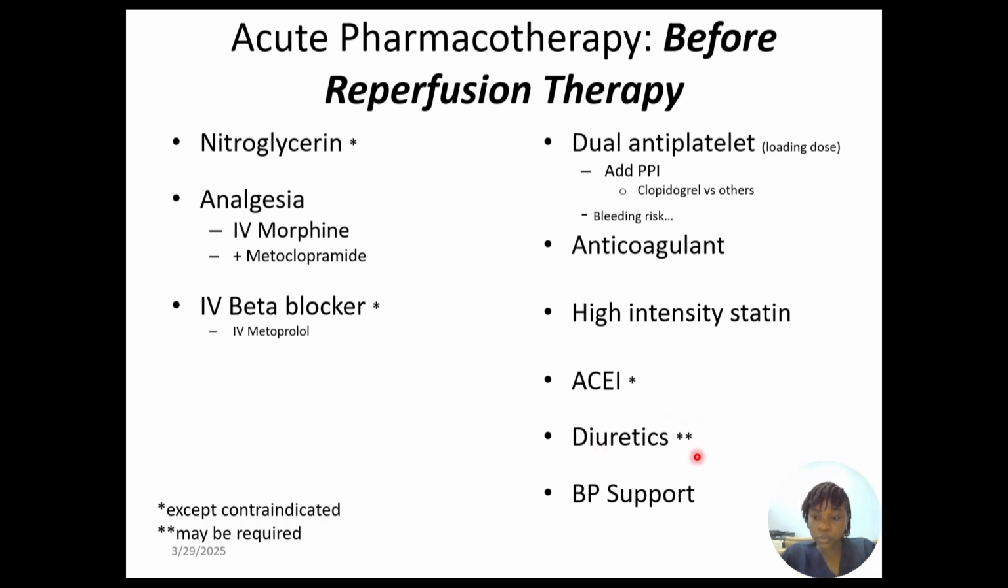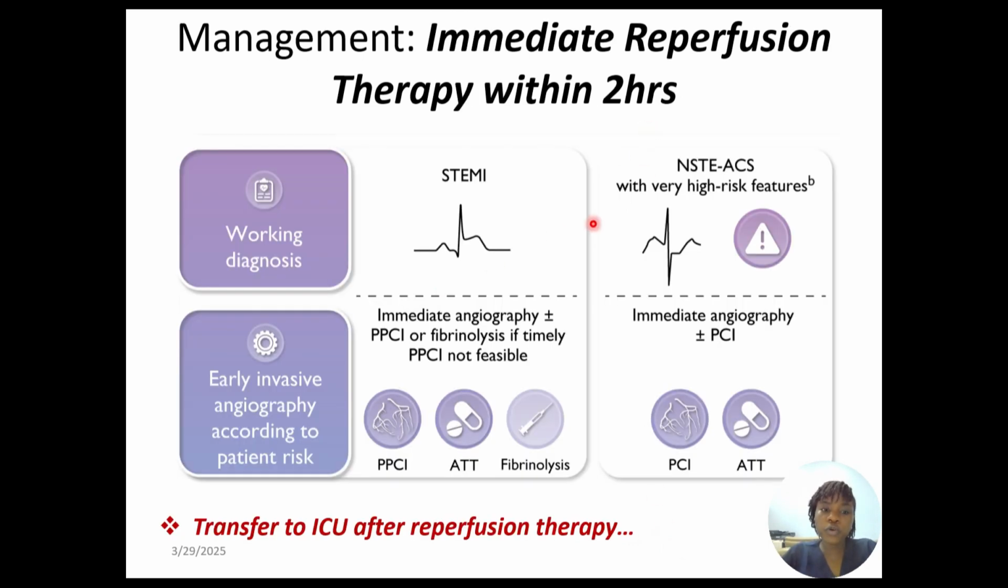The diuretic should be given to patients who are in acute pulmonary edema or coming in with acute heart failure, and this will help to improve symptoms and also improve oxygenation. For those who have hypotension, they should receive blood pressure support, including fluid therapy, use of inotropes, and also intra-aortic balloon pump support.